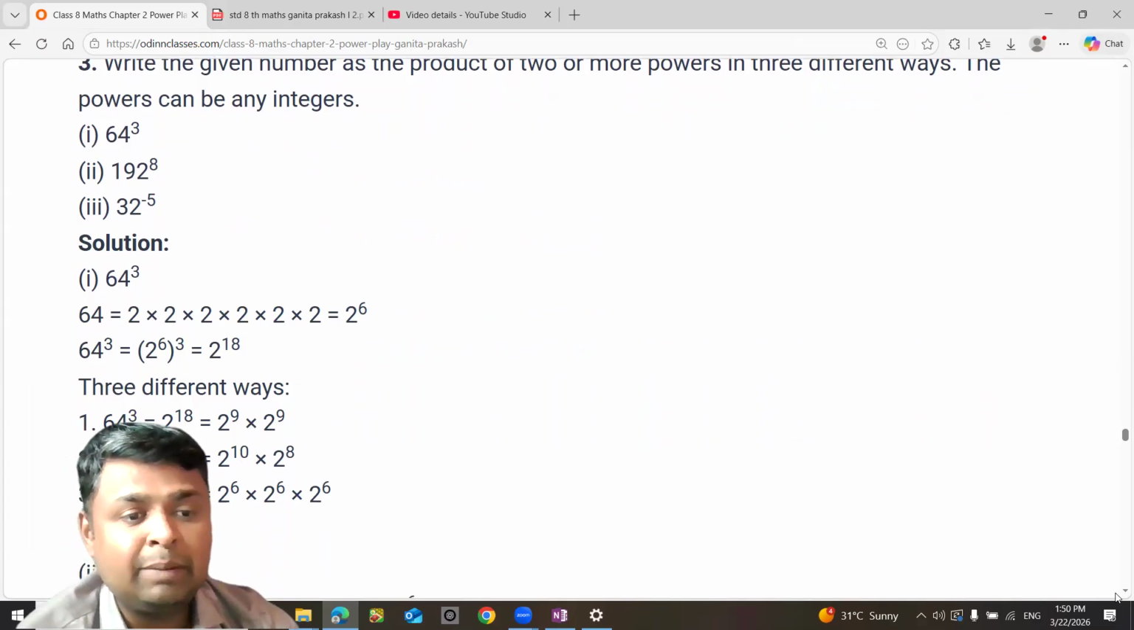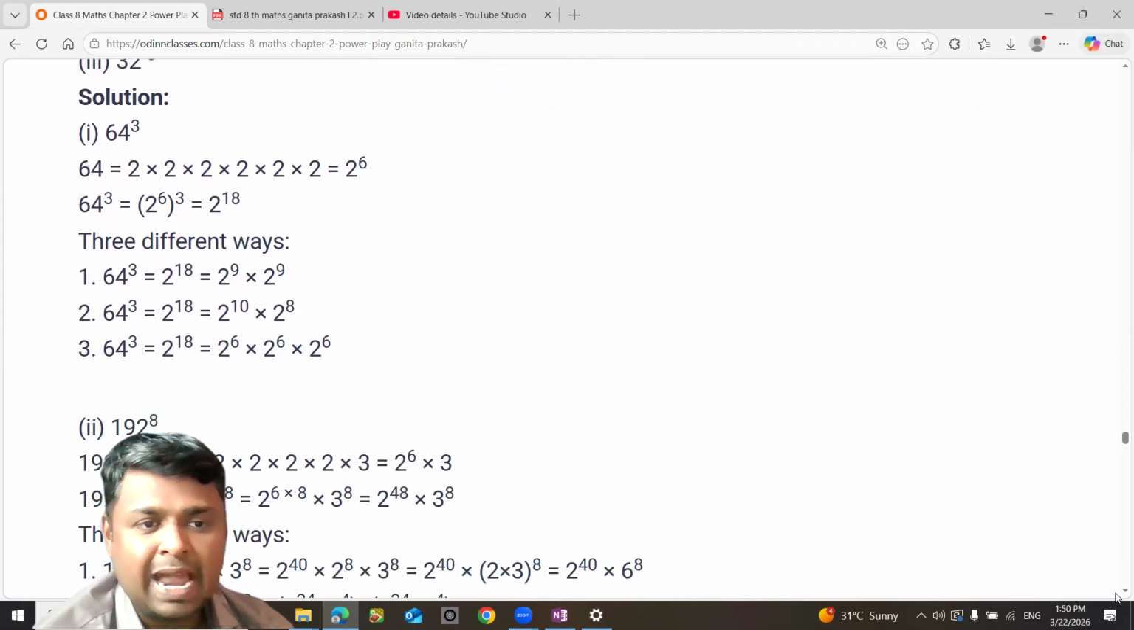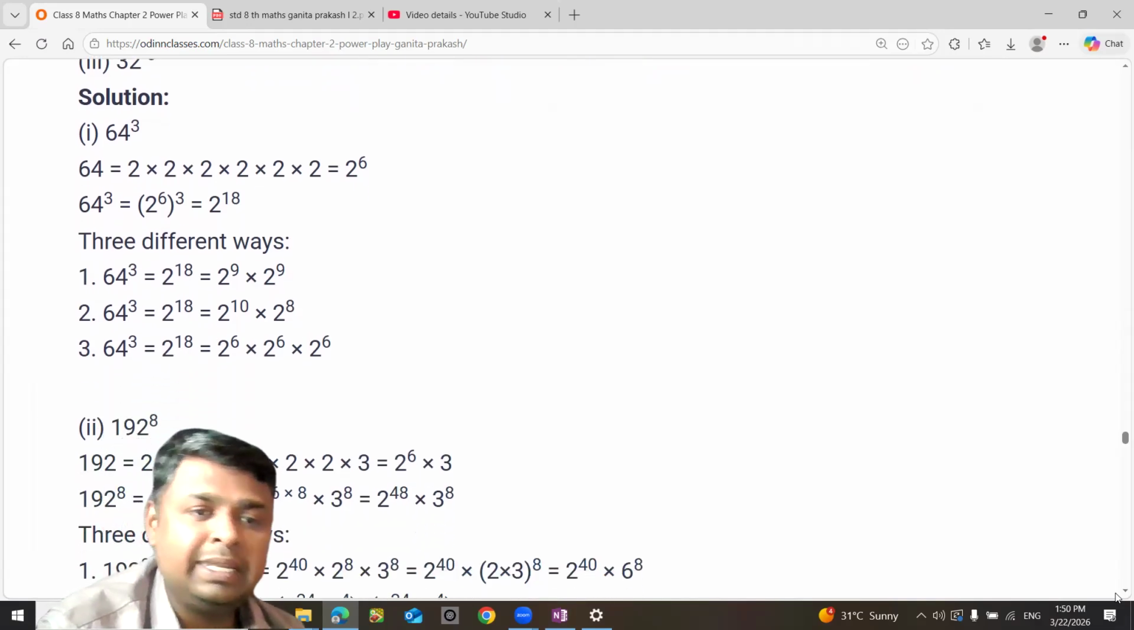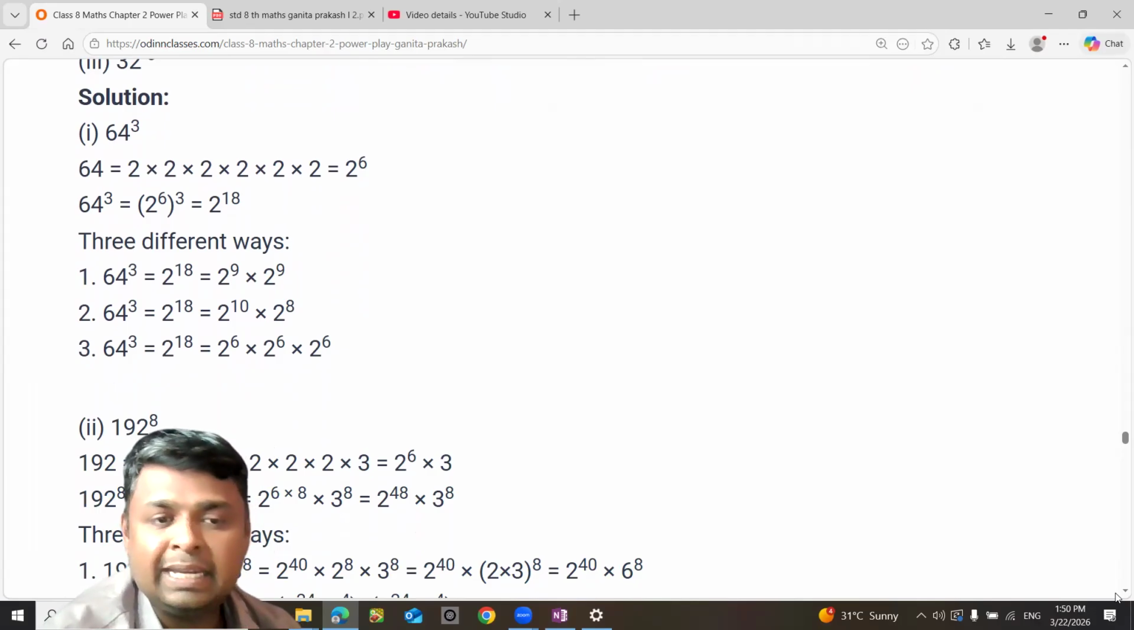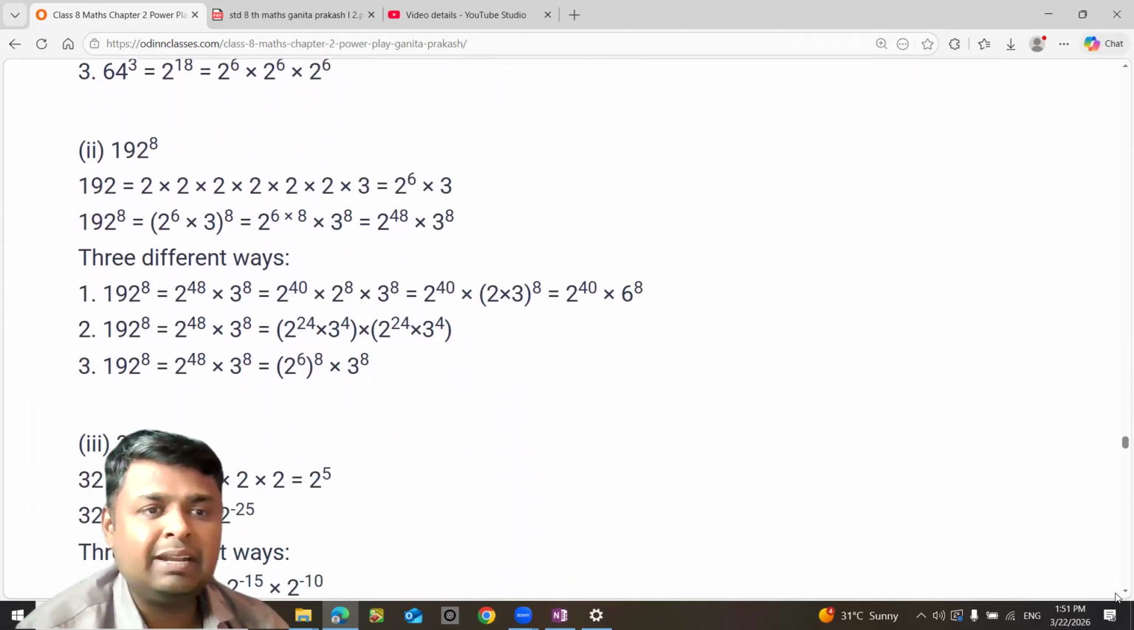Now 2 raised to 18 can be written in different ways: 2 raised to 9 into 2 raised to 9, or 2 raised to 10 into 2 raised to 8. The addition should be 18. So 9 plus 9 is 18, 10 plus 8 is 18, 6 plus 6 plus 6 is 18, like that. So other numbers are also written in different ways.